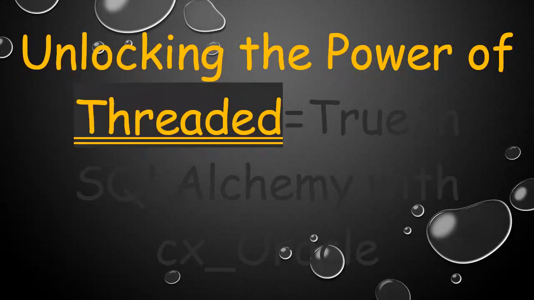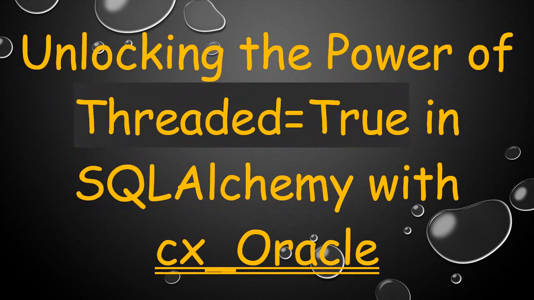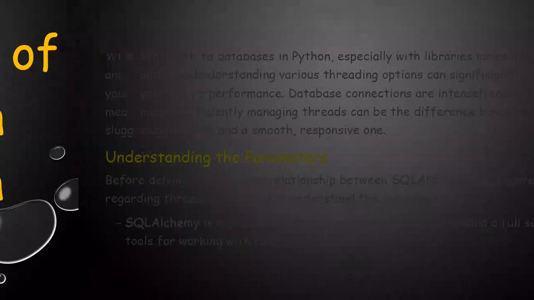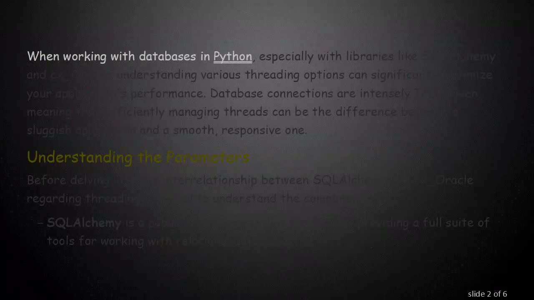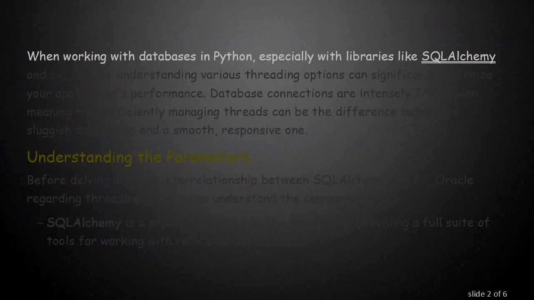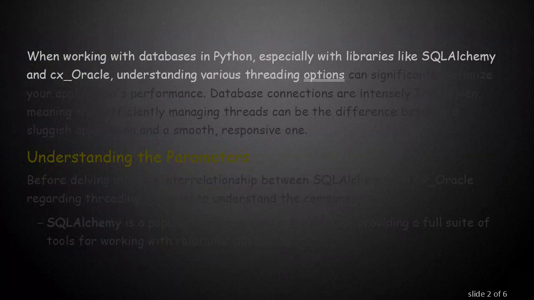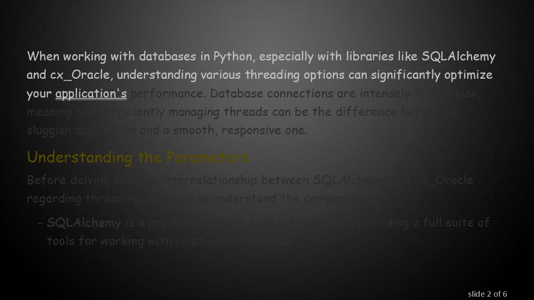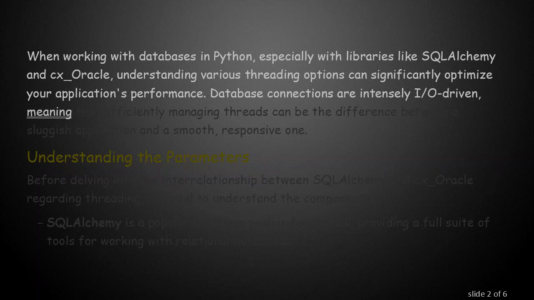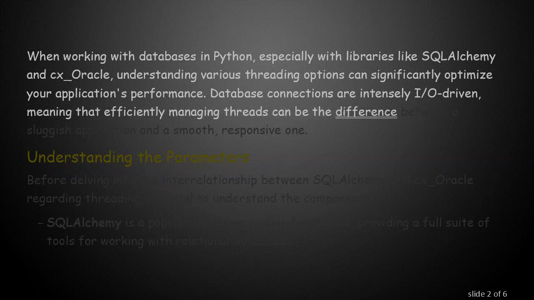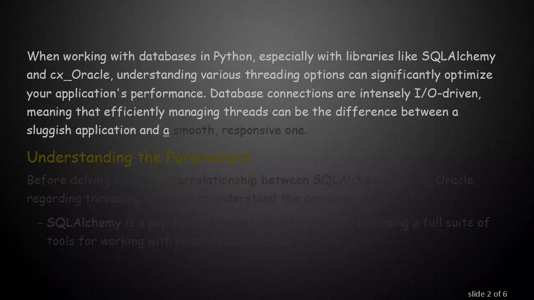Unlocking the power of threaded=True in SQLAlchemy with cx_Oracle. When working with databases in Python, especially with libraries like SQLAlchemy and cx_Oracle, understanding various threading options can significantly optimize your application's performance. Database connections are intensely I/O driven, meaning that efficiently managing threads can be the difference between a sluggish application and a smooth, responsive one.